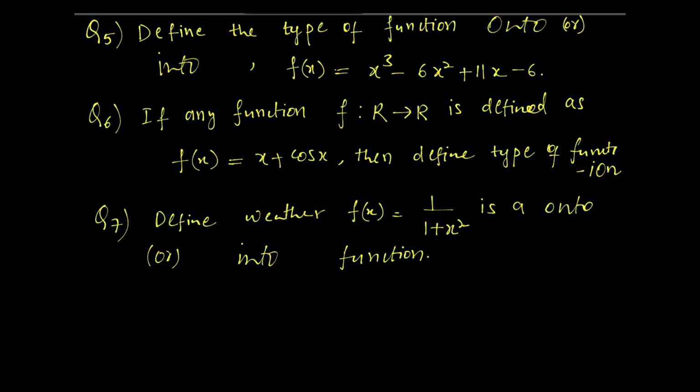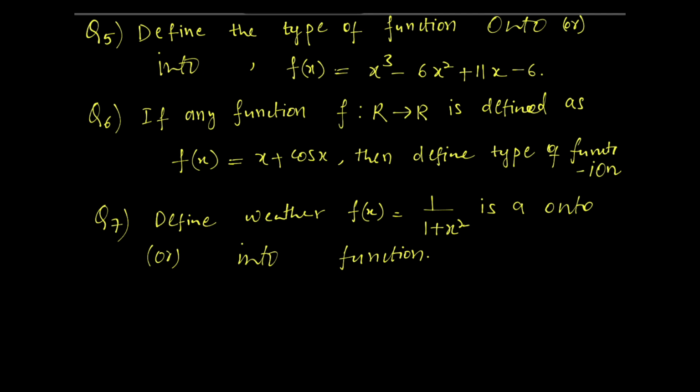Let's define the same questions here. Question number 5: define the type of function, whether it is an onto function or an into function. The function is a cubic equation. Question number 6: the function f is defined from R to R, f of x equal to x plus cos x. Then define what type of function it is, onto or into. Question number 7: define whether the function 1 by 1 plus x square is an onto function or an into function. Then let's start solving these questions.